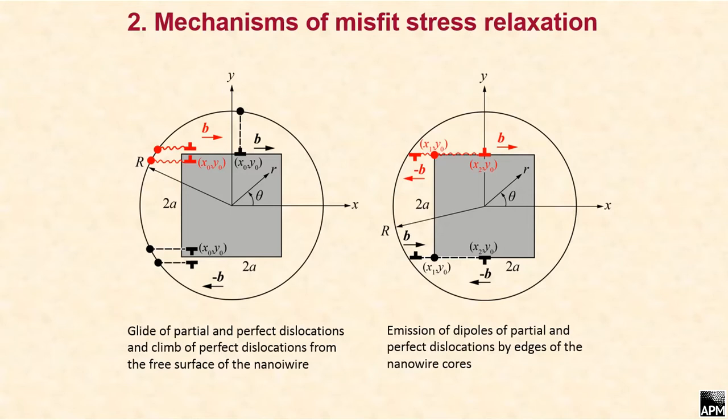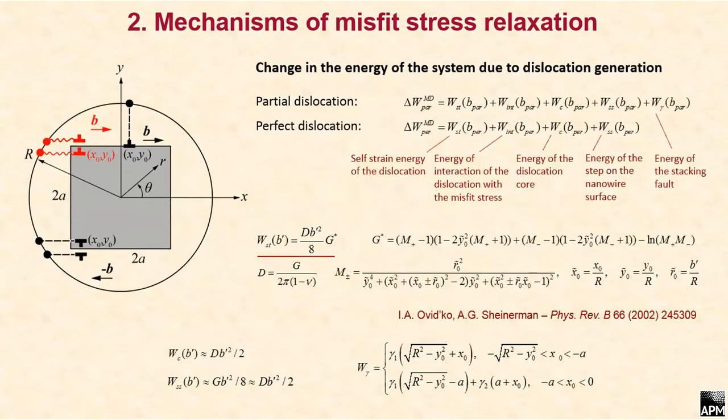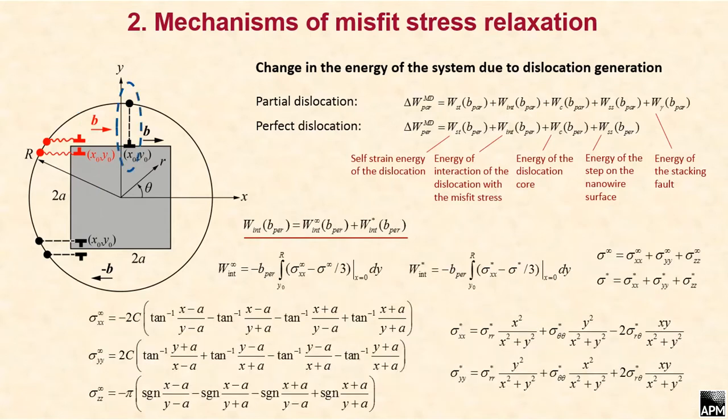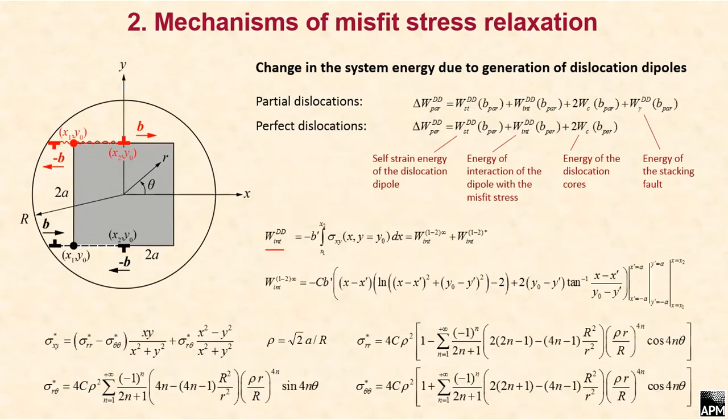We will do this by using the energy approach. We will calculate the energy of the system due to dislocation generation. Here there are some slides concerning the calculations, but I will skip them because of the lack of time. Here we calculated the self-energy of the defect, the energies of the interaction with the misfit stress field of the system, and also the core energies of these defects, and also the energy of the stacking fault. All this was done analytically, and the same is true for dislocation dipoles.